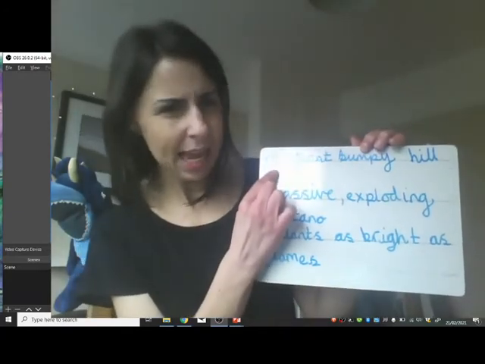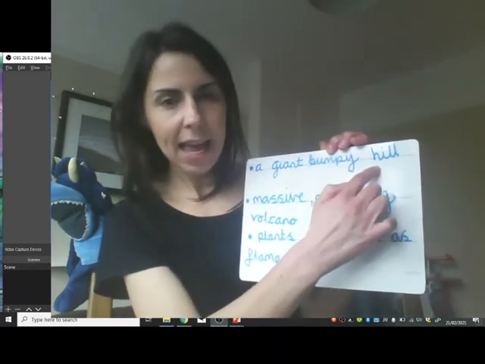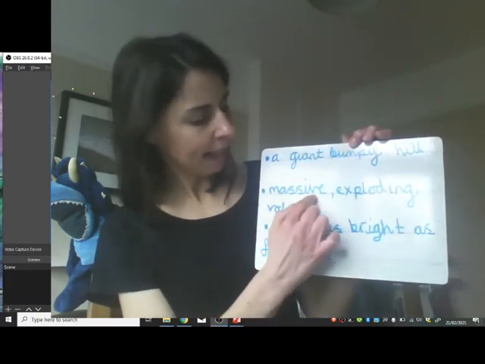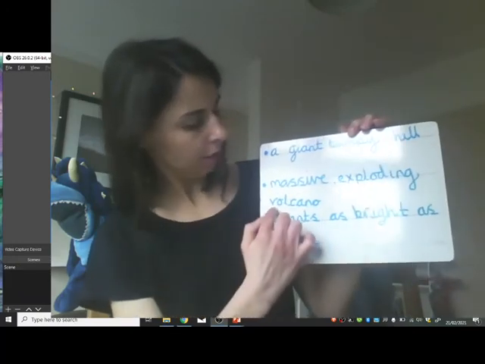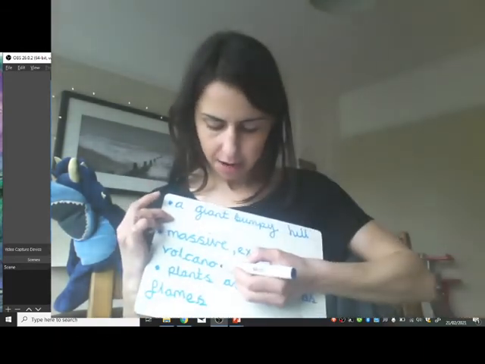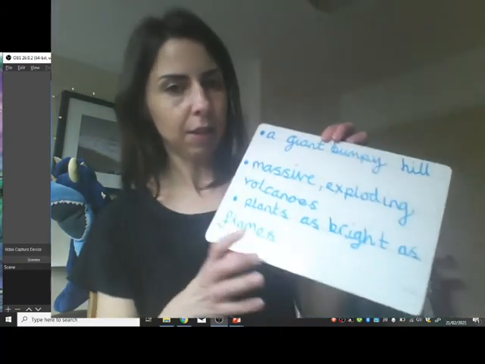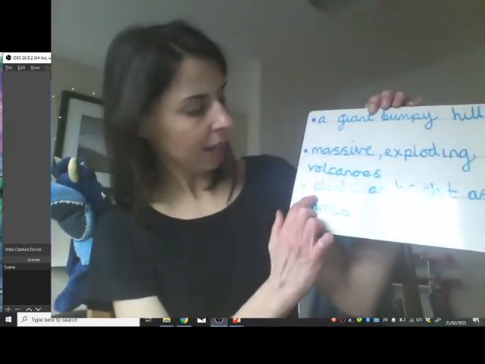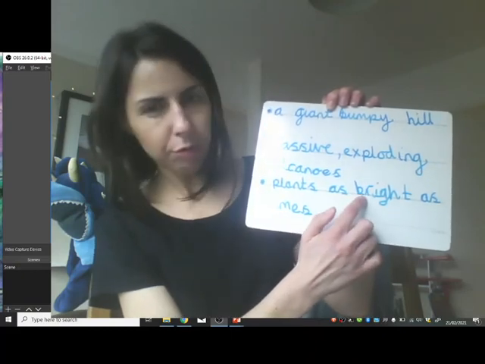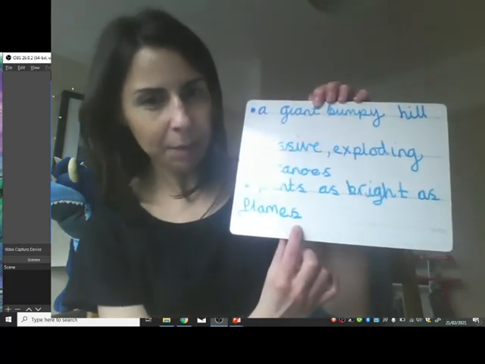What was it? Was it a giant bumpy hill? What's this one? Massive exploding volcano. I might change that to volcanoes. This is why it's very, very good practice to read your writing back, because then you can change any mistakes that you've made or make it even better. The next one, plants as, what was this word? Bright. As bright as flames.